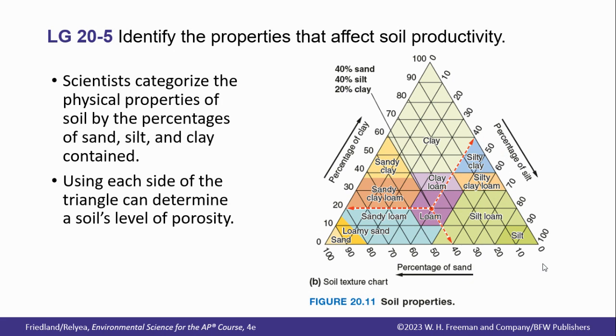Scientists categorize the physical properties of soil by the percentage of sand, silt, and clay contained in it. And so they use this graphic, or this chart here. So percentage of clay going up, percentage of silt going down, and percentage of sand. We're going to work with this later this week. Depending on where you land, it might be better suited for building buildings, or planting, or having a field put on for a football team, and so on. Using each side of the triangle to determine the soil's level of porosity. So how porous is it? Like I said, we're going to look at this later this week.